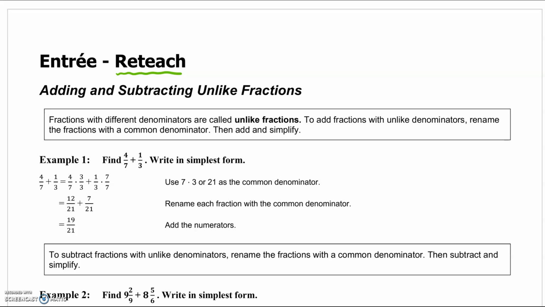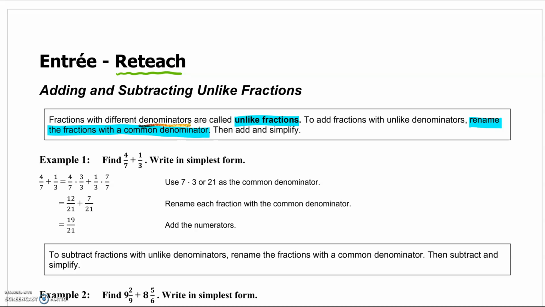Fractions with different denominators are called unlike fractions. So the key term here is that they have different denominators. Different numerators doesn't matter, right? We only care about the denominator. That's because the denominator is telling us how many pieces we're breaking up our whole into. So to add fractions with unlike denominators, we need to first rename the fractions with common denominators, or rewrite them so that they have the same denominator.